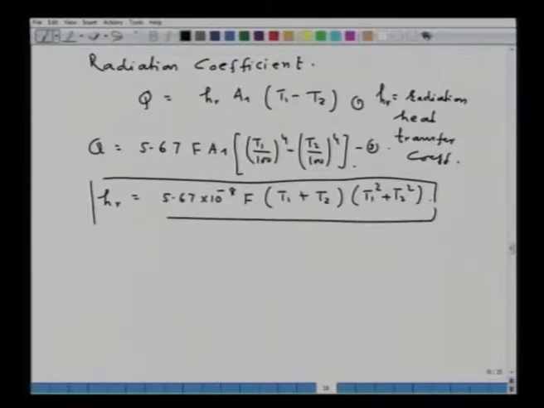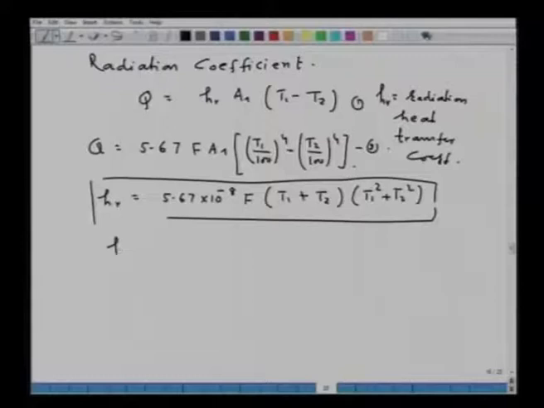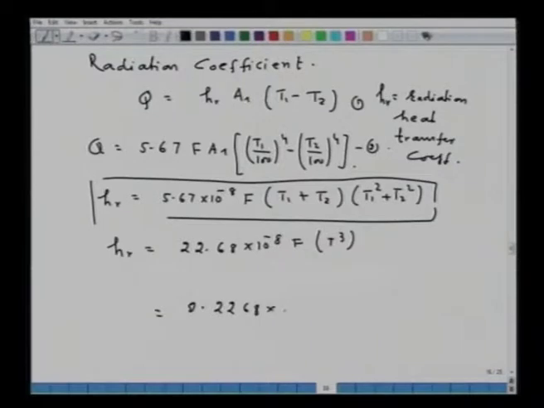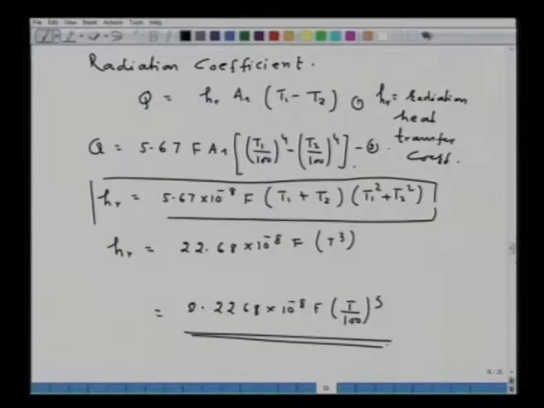Now, if the temperature difference between T1 and T2 is very small, say T1 and T2 are nearly equal, then we can approximate this HR, that will be equal to 22.68 into 10 to the power minus 8 into F T to the power cube. Now, remember F is a view factor here. So, HR that will be equal to 0.2268 into 10 to the power minus 8 F into (T upon 100) to the power cube. So, with this formula one can determine the value of the heat transfer coefficient by radiation.